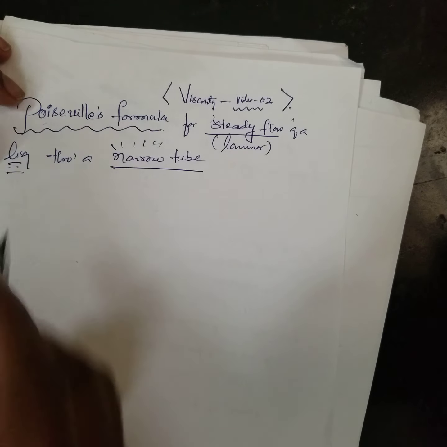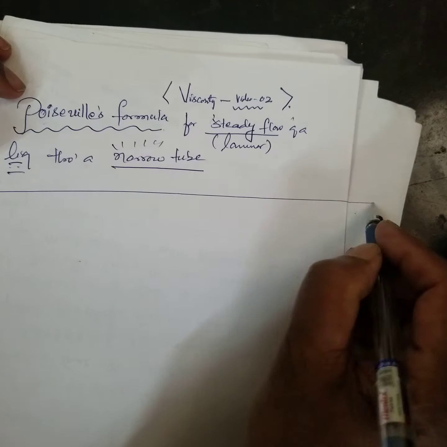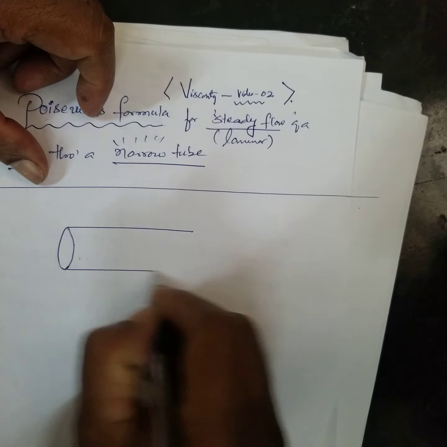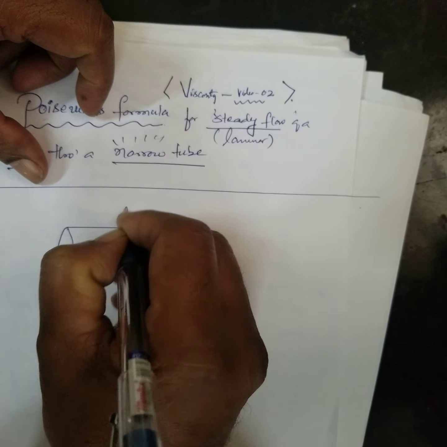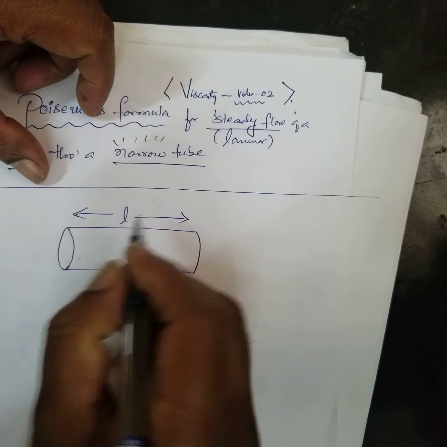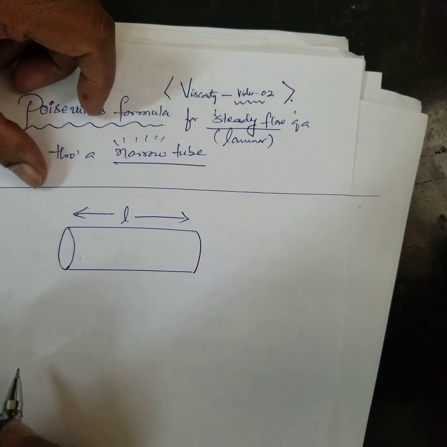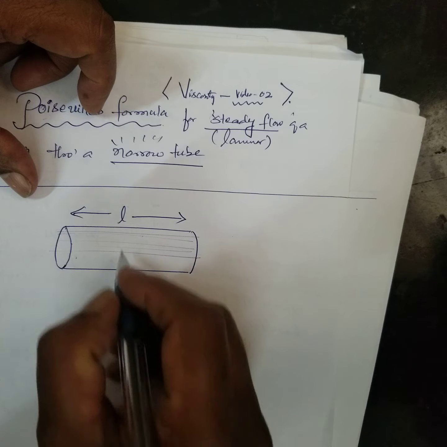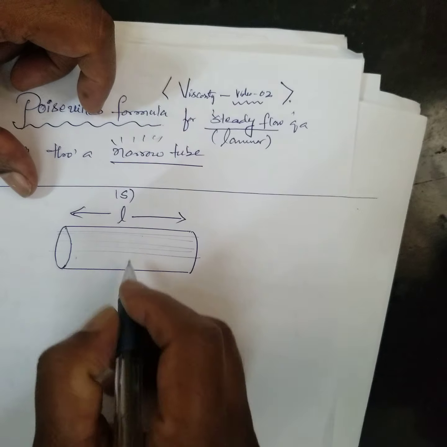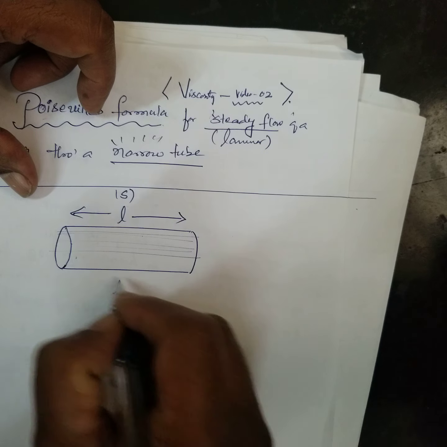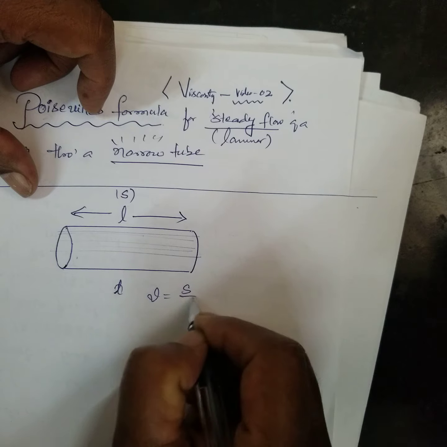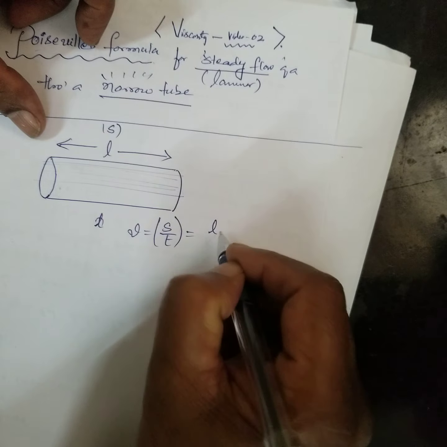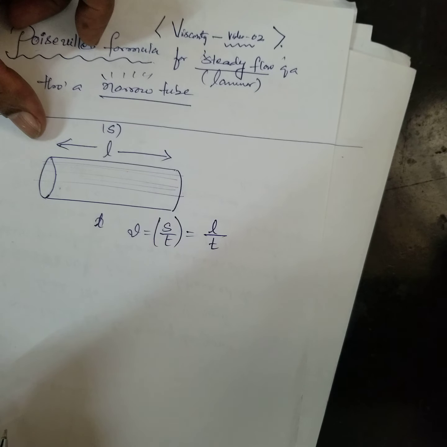There are a lot of things here. For example, you have some path whose length is L. This is also called distance, and velocity is equal to distance by time. Suppose the distance happens to be L and the time is T.